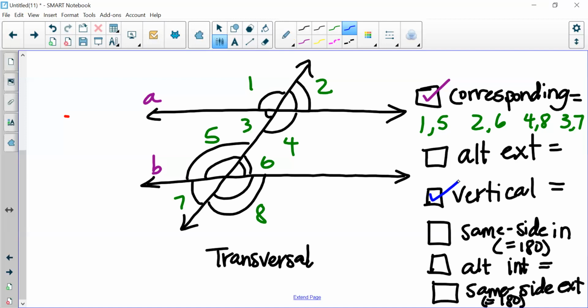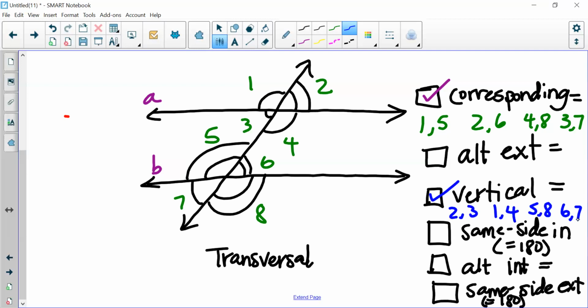Y'all, what angle is vertical to angle 2? 3. Good, angle 2 and angle 3. Y'all remember, vertical angles are across from each other. So angle 2 and angle 3. Good, 1 and 4. Good, 5 and 8. Good. Okay. Y'all, vertical angles are always opposite each other or across from each other. Vertical angles are also congruent, okay?